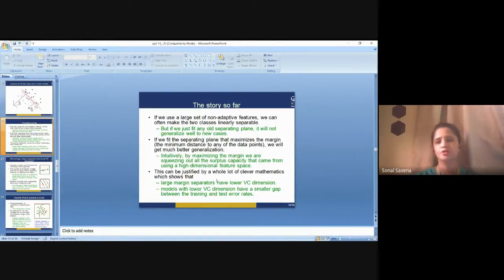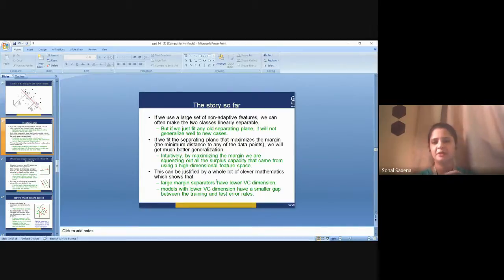So what is the story so far? It says that if we use a large set of non-adaptive features, we can often make the two classes linearly separable. But if we just fit any old separating plane, it will not generalize well to new cases. Second, if we fit the separating plane that maximizes the margin, the minimum distance to any of the data points, we'll get much better generalization.